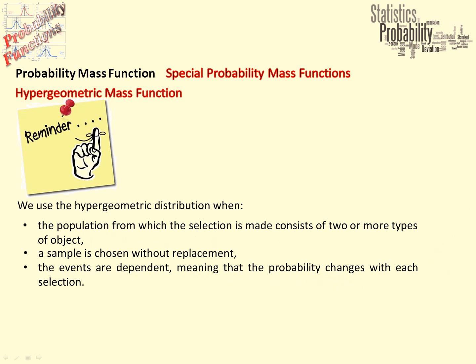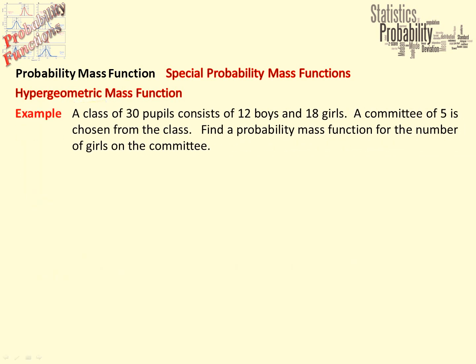When I choose a king from a pack of cards, that means the kings are 1 fewer and the cards in the pack are 1 fewer for the next choice. Example: a class of 30 people consists of 12 boys, 18 girls. A committee of 5 is to be chosen from the class. Find the probability mass function for the number of girls on the committee. So there are 6 answers we need: 0, 1, 2, 3, 4, or 5 girls on this committee of 5.